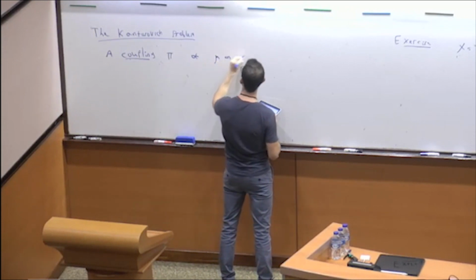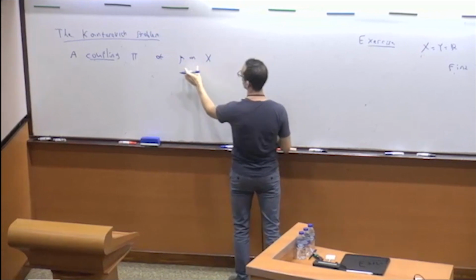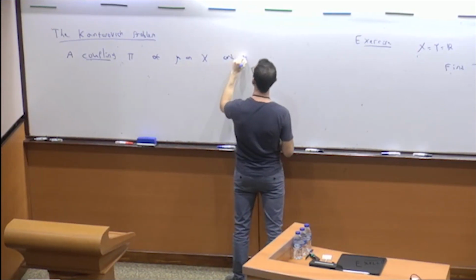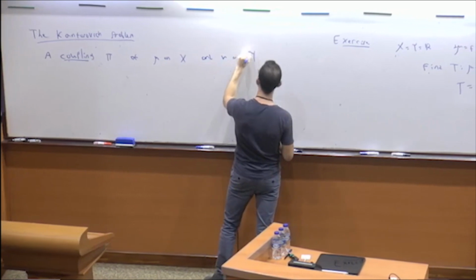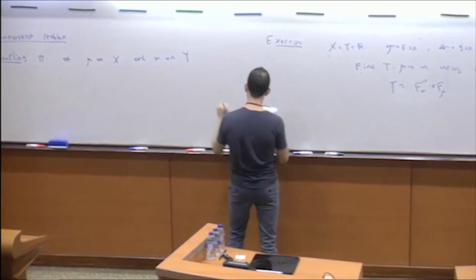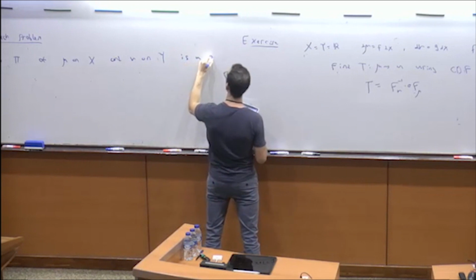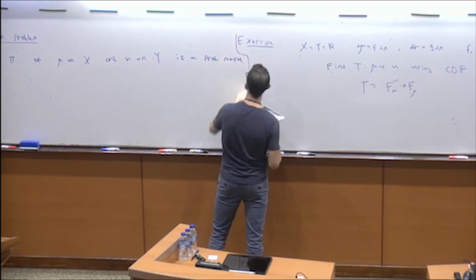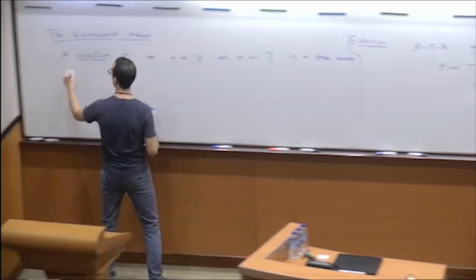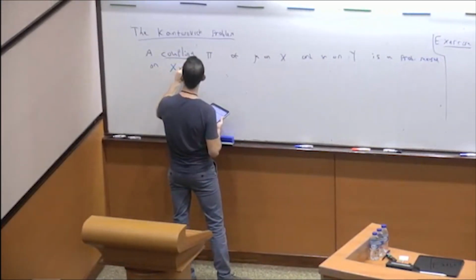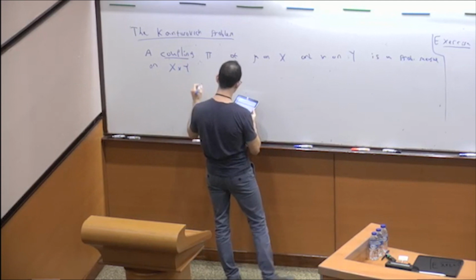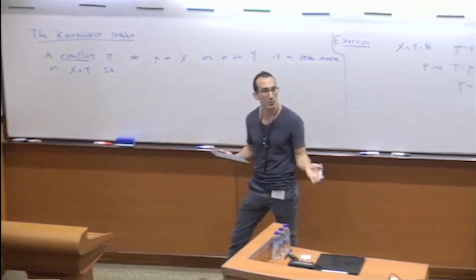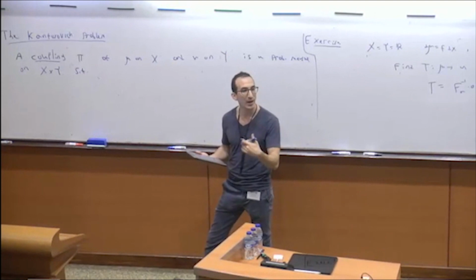Of mu on X. So I'm being a little brief here. I mean the probability measure mu on a space X, and similarly for nu. A coupling pi is a probability measure on the product space, so on X cross Y, such that the first marginal of pi is mu, and the second marginal of pi is nu.